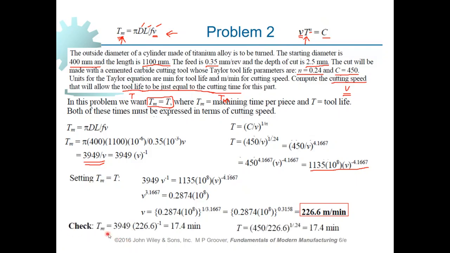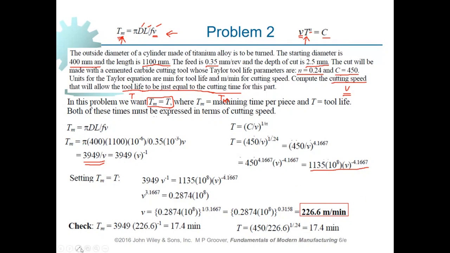Let's do it this way. Tm, if we substitute the value of, say, cutting speed in this equation, this is what we get. The Tm, or the machining time, comes to 17.4 minutes. Now we substitute the value of V in the other equation we had just computed, and it gives us that same value for T, which is 17.4. So again, we have got the same value for Tm and T, and they should be equal according to what was given in the statement of the problem. So this is verifying that the computation is correct. Any questions?